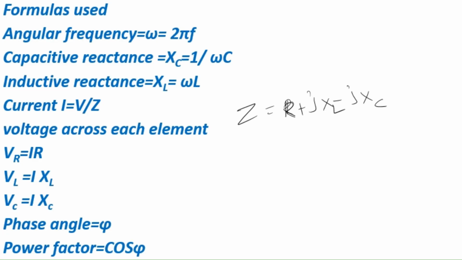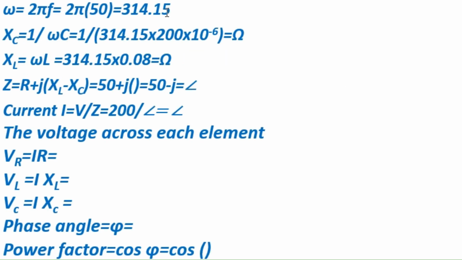Now by substituting the values we can obtain omega equals 2 pi f, where f is the frequency which equals 50. Therefore we obtain 2 pi into 50, which is 314.15 radians per second.